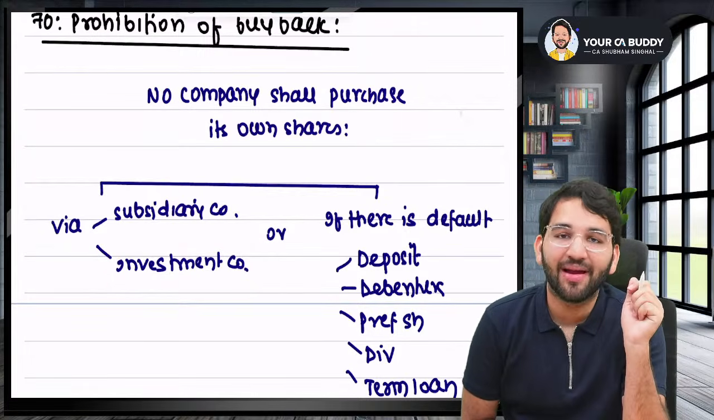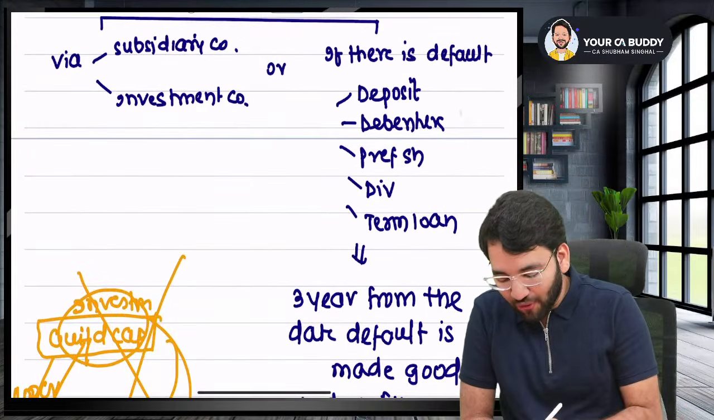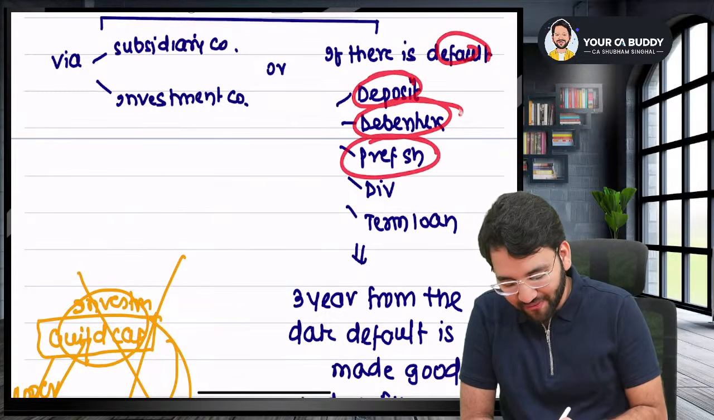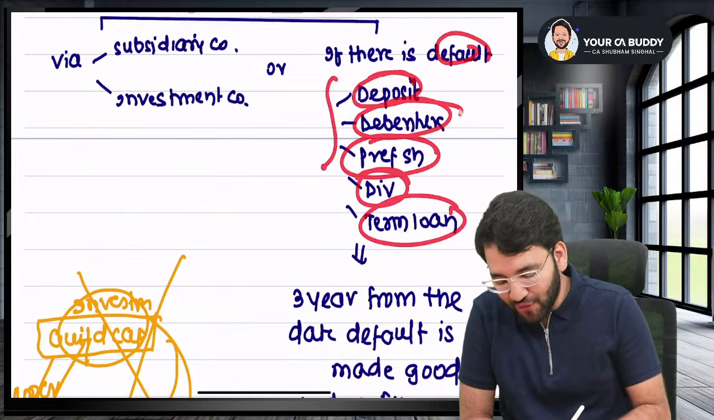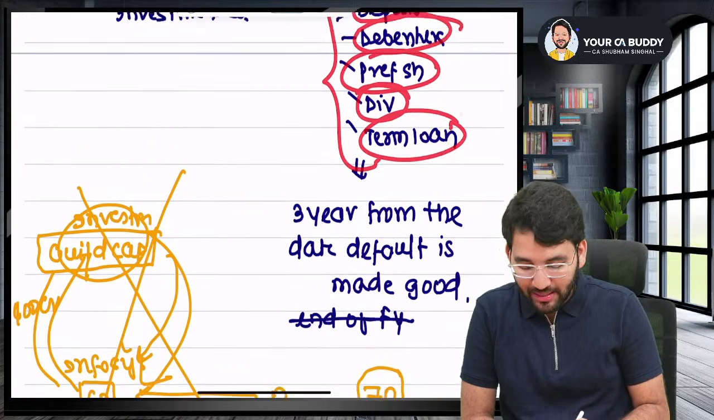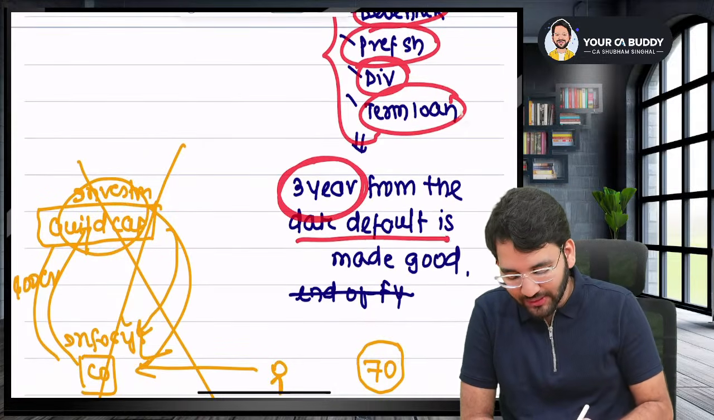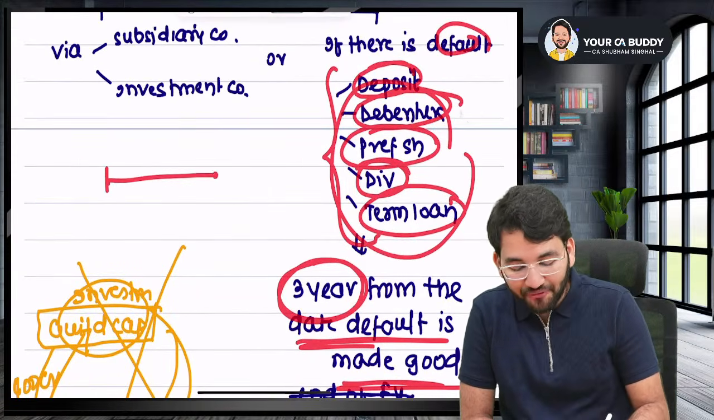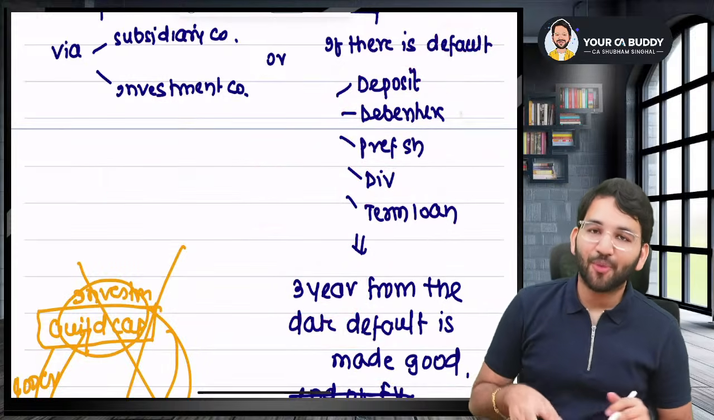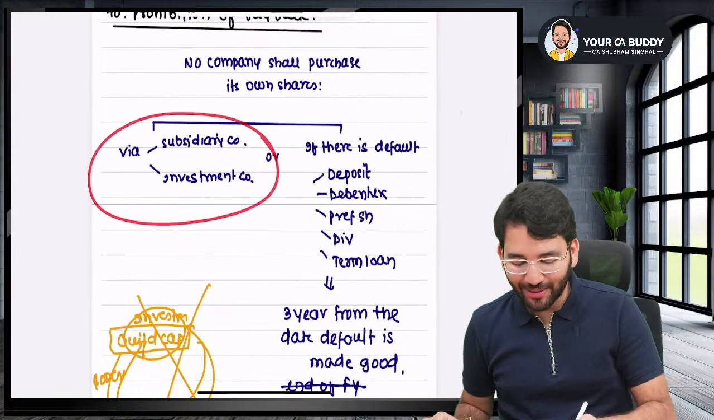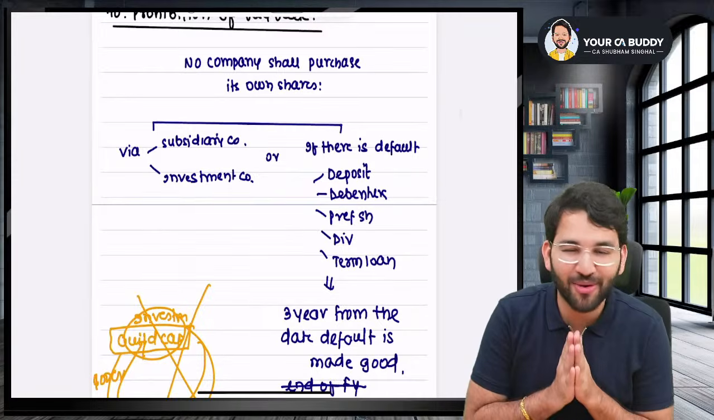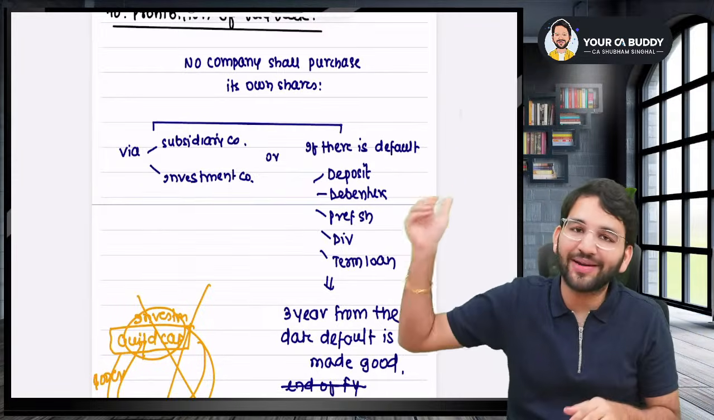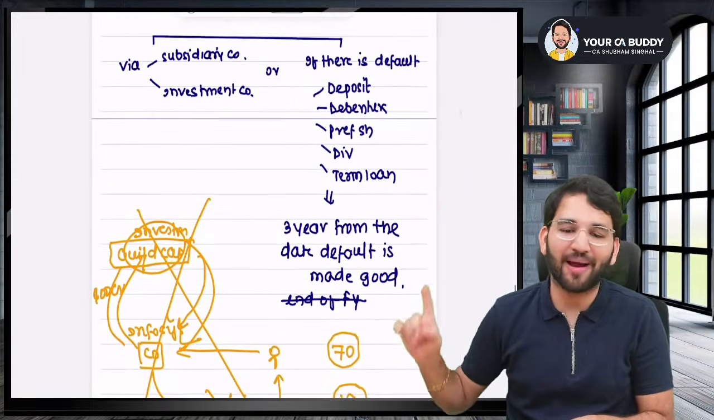You cannot do it. And moreover, if you have defaulted in deposit, debenture, preference share, dividend, or term loan, then you cannot buy back for 3 years from the date the default is made good. So first you rectify your default, and after 3 years you can go for buyback. Basically, indirectly via your subsidiary company or investment company, you are prohibited from doing buyback. And if you have defaulted in these things, you cannot buy back for up to 3 years.